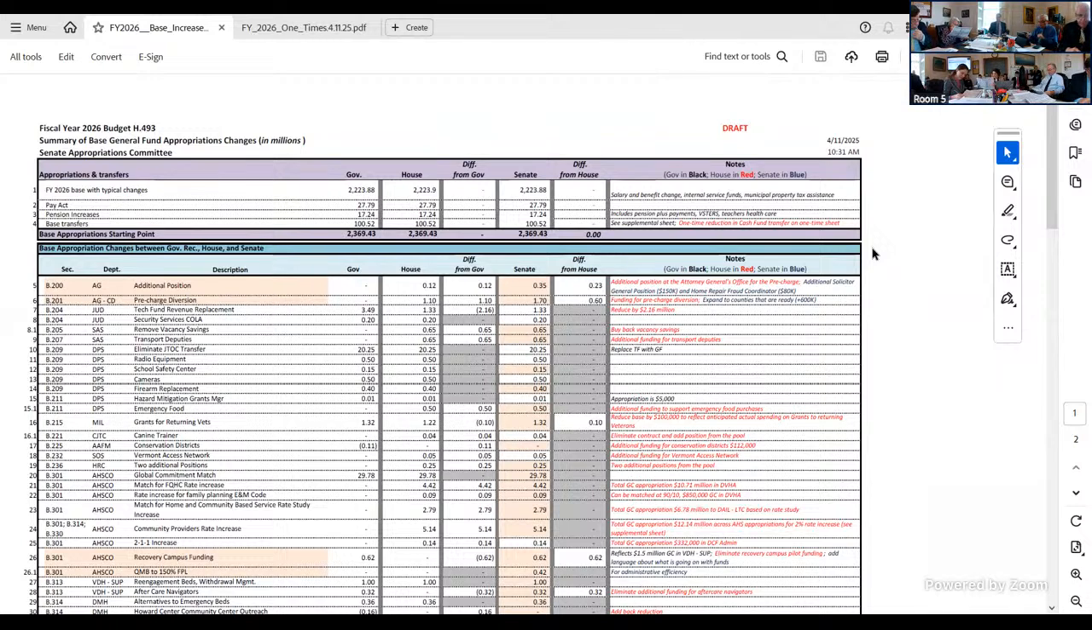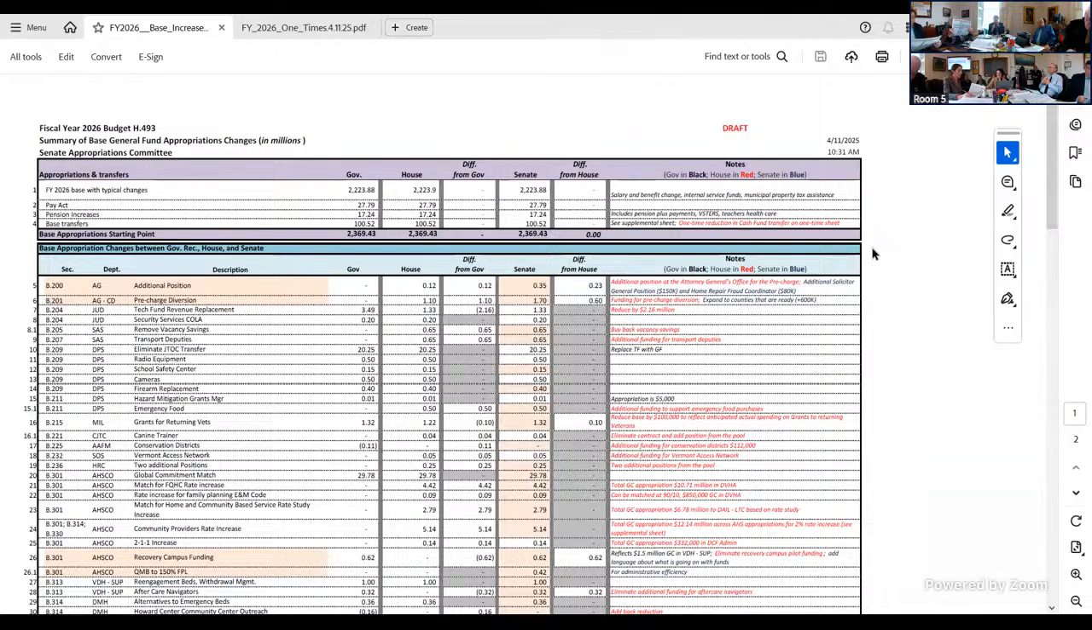Great. Up at the top, we don't have anything changing, because the base budget is the base budget, and we're not changing anything with the pay act. The pensions and the base transfers are not changing at this point. Probably next week we should look at what those transfers are and make sure that you agree with them. The biggest transfer in that $100 million is the $80 million to the debt service fund.